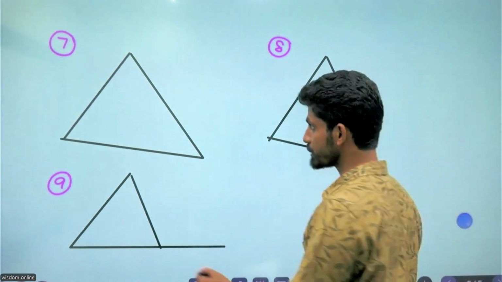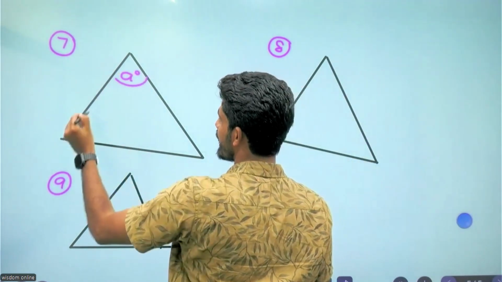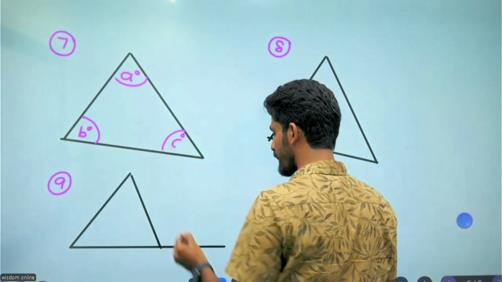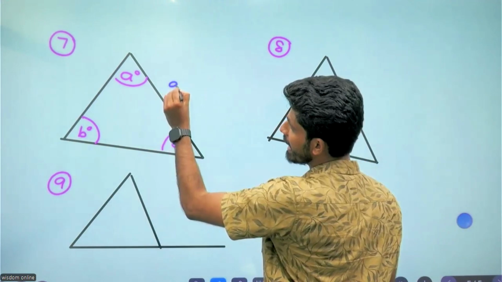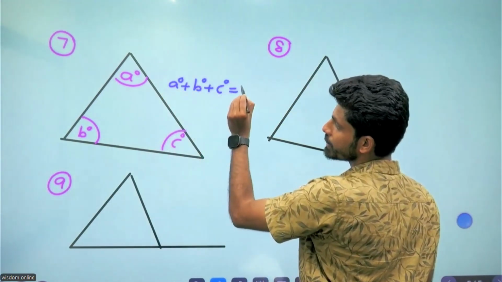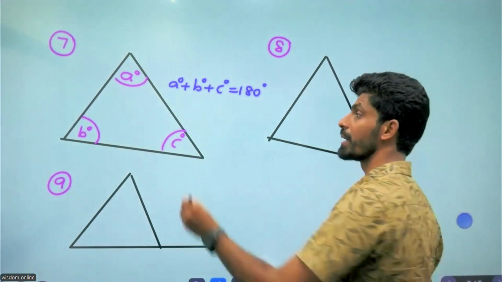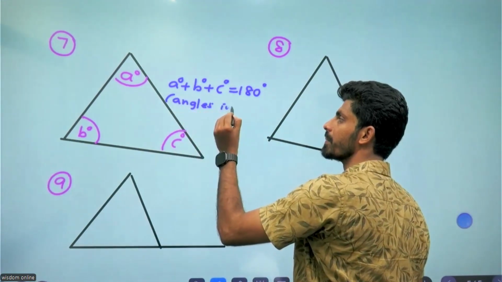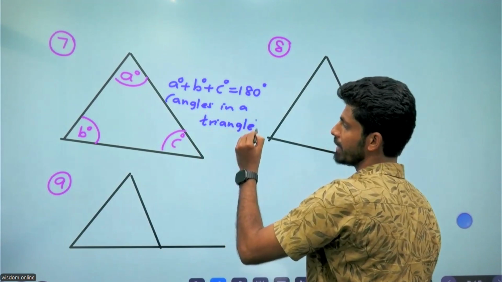Look at this one. Angles in a triangle, A plus B plus C. You know the theorem, right? Angles in a triangle, A plus B plus C equals 180. Angles in a triangle. I'll write down the theorem. Angles in a triangle.